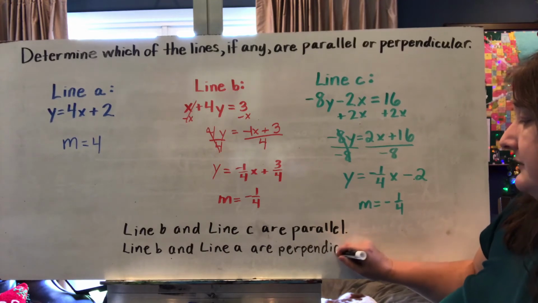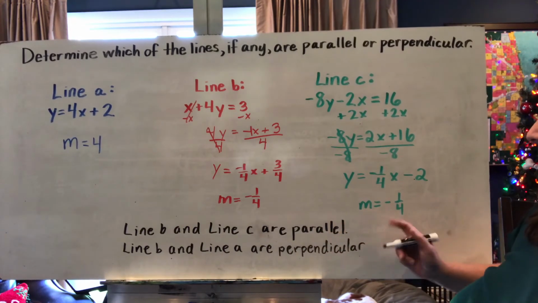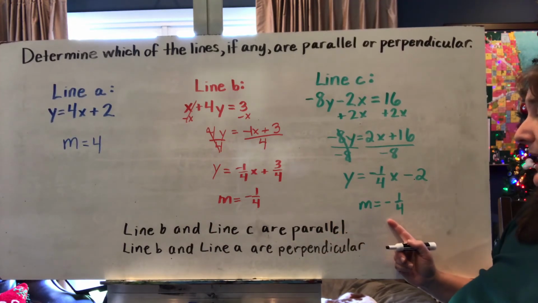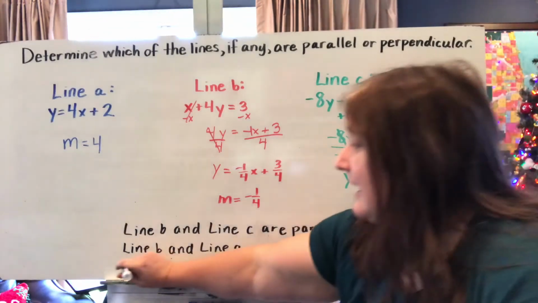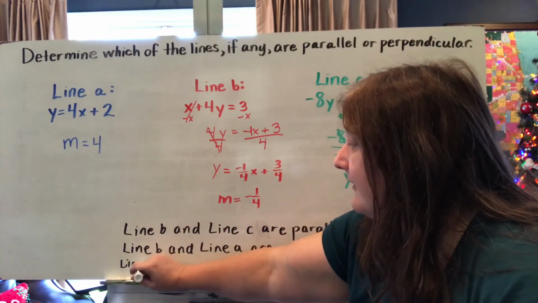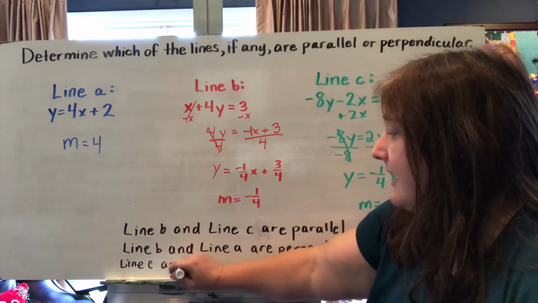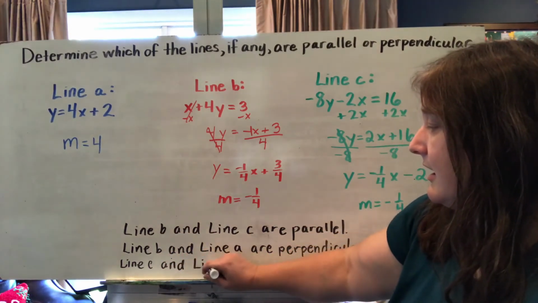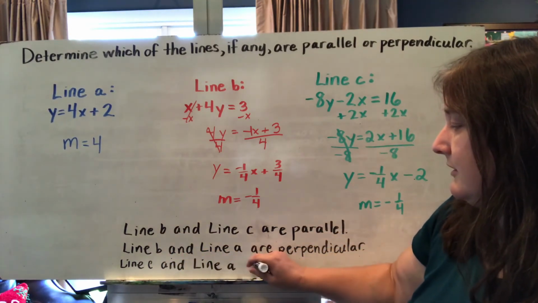And also, since this guy had the same slope, his negative reciprocal would also be positive 4. So line C and line A are also going to be perpendicular.